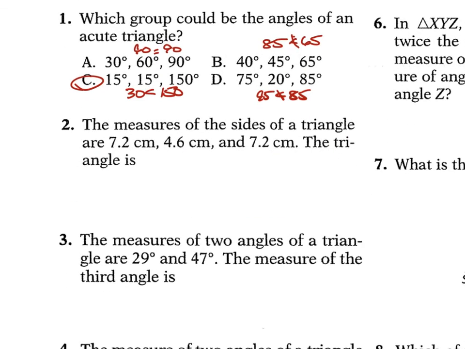For 2, it says the measures of the sides of a triangle are 7.2 centimeters, 4.6 centimeters, and 7.2 centimeters. The triangle is, well, there's 2 congruent sides, so this is an isosceles.